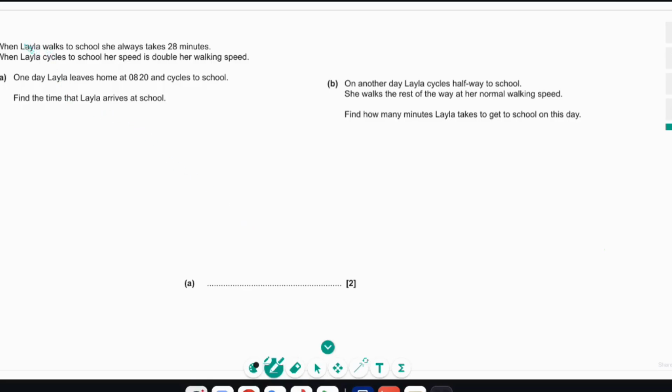Okay, so when she's walking, it takes her 28 minutes. If she's going double as fast, we need half the amount of time. So when she cycles, it's going to be 14 minutes because she's going faster. So 20 minutes add 14 minutes is 34. So the answer is 8:34.